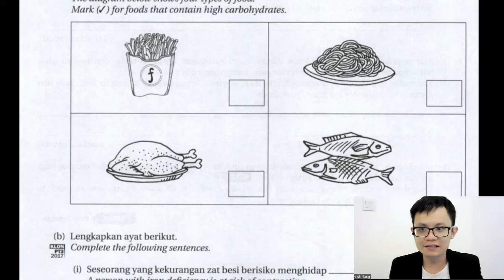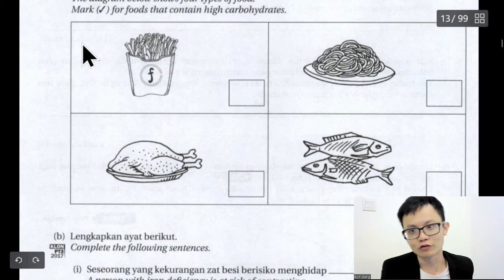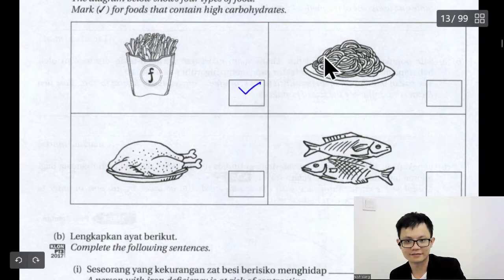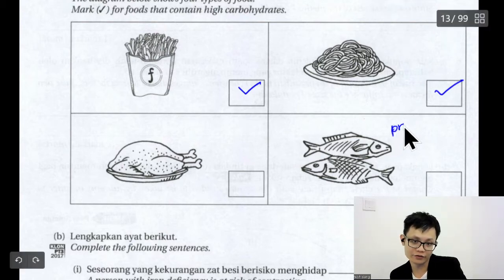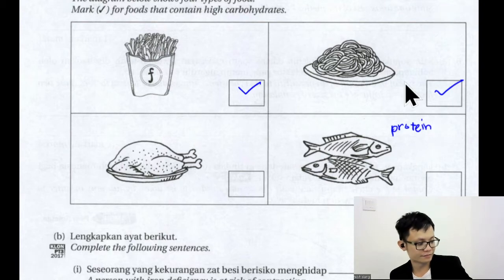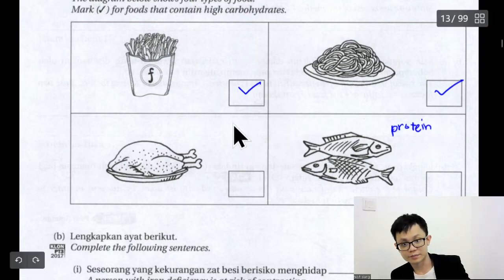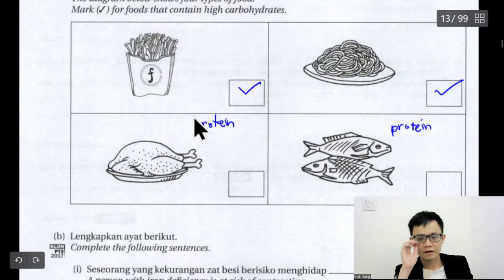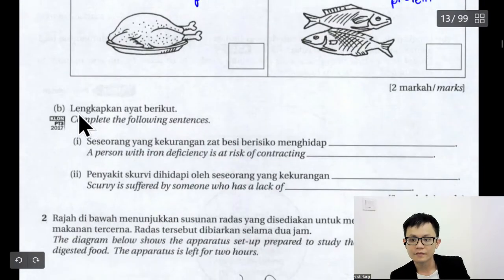So the student's answer is 薯条 and 面. So what is 薯条? Let's see. 薯条 is this one, and 面. Yes, a lot of carbohydrate. I think this one is what? Protein, right? Protein, so that you get muscle. And this one also is protein. Okay, very good.